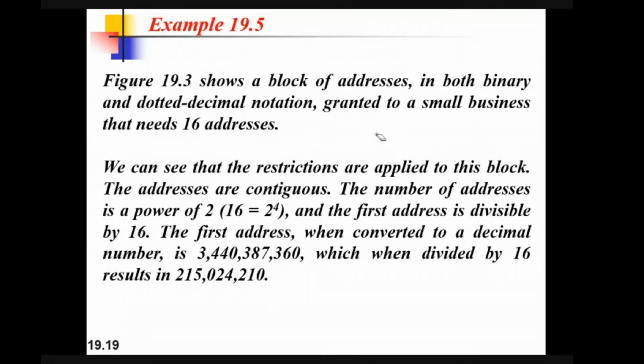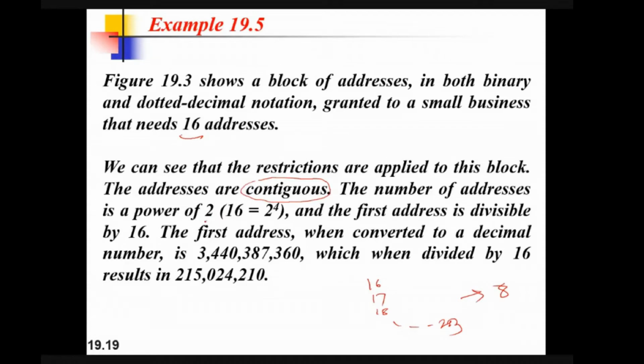Now, important things for classless addressing. This figure shows a block in binary notation as well as decimal notation. Total addresses are 16. We can see that restrictions are applied to this block. The addresses are contiguous. So in classless addressing, the addresses need to be contiguous. If you start from 16, the next will be 17, 18, 19, and so on. If you are assigning 8 addresses, it should be 16, 17, 18, 19, 20, 21, 22, 23. The number of addresses is a power of 2.